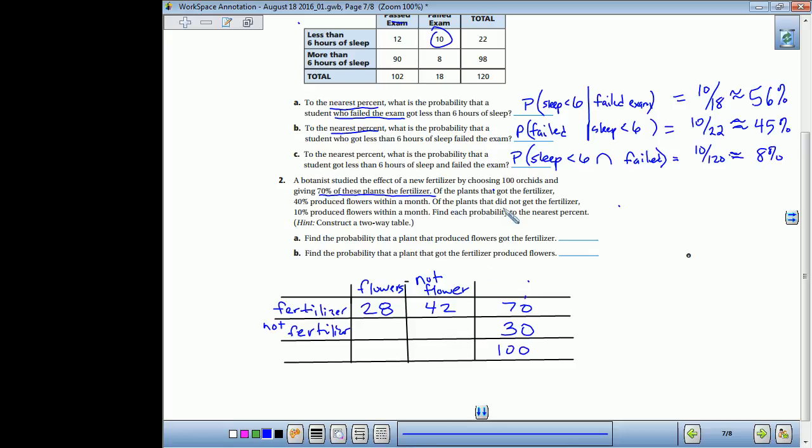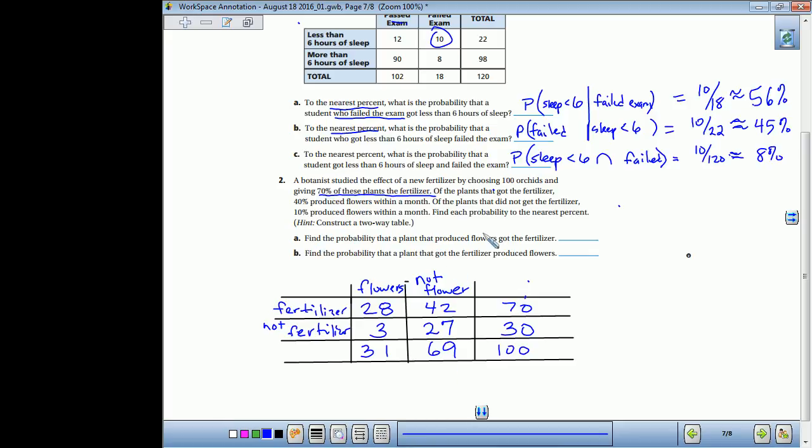Okay? Of the plants that did not get fertilizer, 10% produced flowers. So what's 10% of 30? 3. So what does that leave here? 27. Okay, so this is 31. And this is 69. Don't equal. Okay. Not equal that.